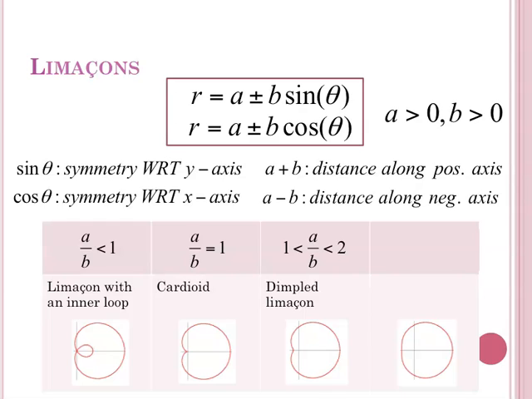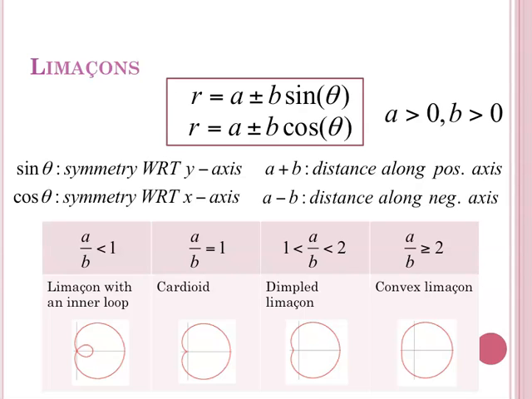And then the last one is when a over b is greater than or equal to 2. Then we have what we call a convex limaçon. If you remember the difference between concave and convex, concave means that whatever your shape is, it kind of goes back into itself. The first 3 do go back into itself in some way, but a convex limaçon, instead of going back into itself, just flattens and then curves back around. All right, so that is it for the limaçon summary.